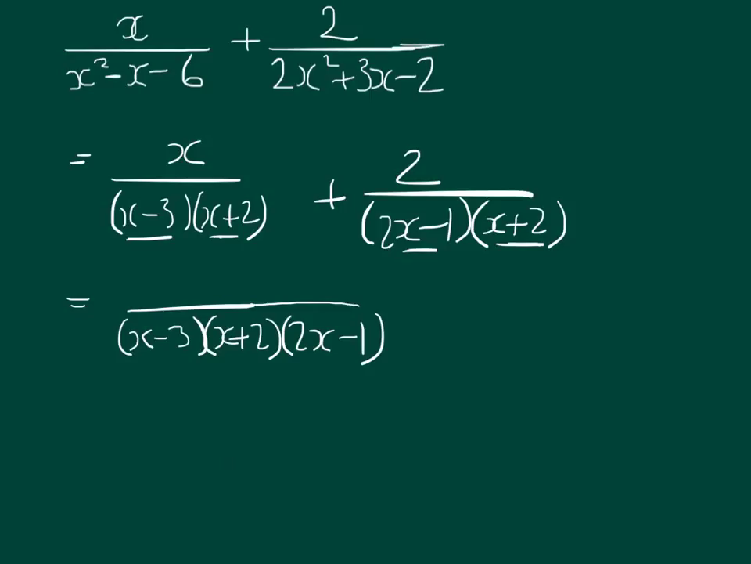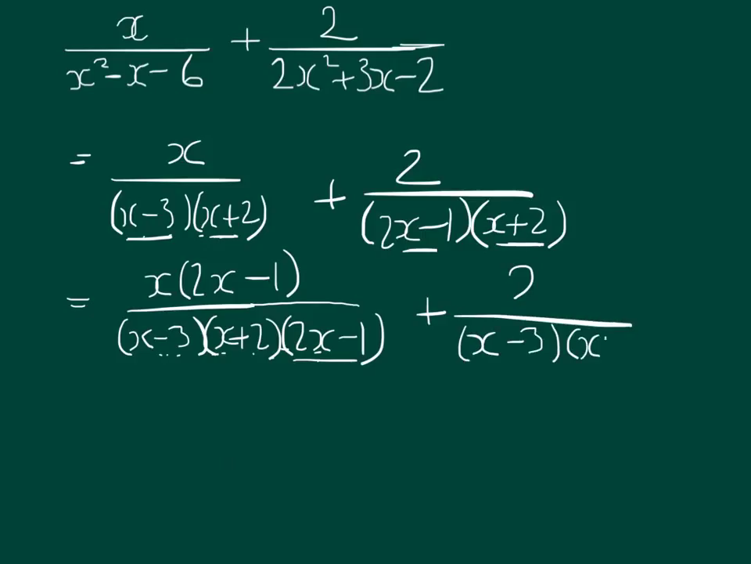And then what did we need to multiply this by to get to this bottom? So how do we get that bottom to that bottom? Well, we needed to multiply by 2x take 1. So on the top we're also going to have to multiply by 2x take 1. And then let's do the bottom first. So the bottom is the same, x take 3 times x plus 2 times 2x take 1.